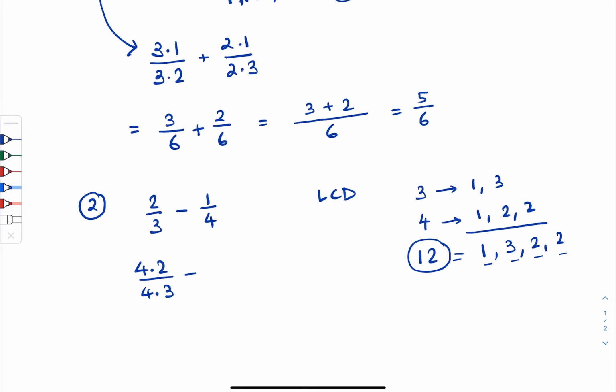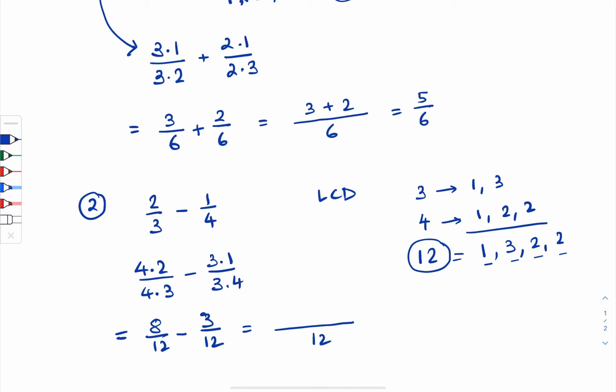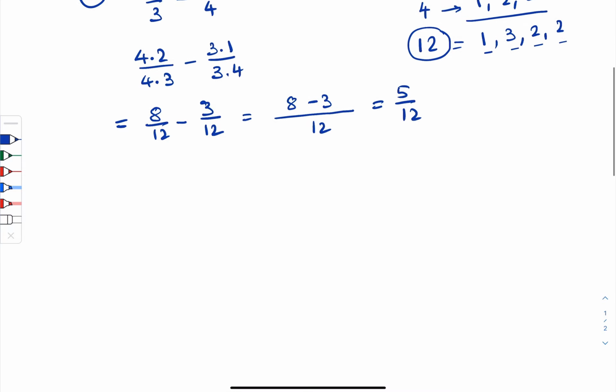Then I do the same thing with the next fraction. 4 times 3 is 12, so I have to multiply the fraction by 3. So 3 times 1 over 3 times 4. That simplifies to 8 over 12 minus 3 over 12. Since I have the same denominator, I write it only once, 12, and put 8 minus 3 on top, which gives me 5 over 12. That should be the answer for this problem. Let's do another one.